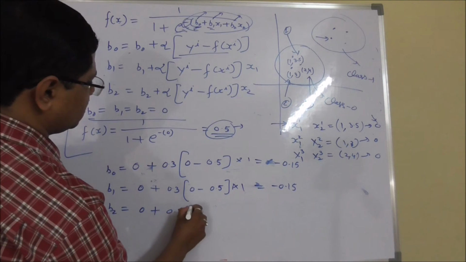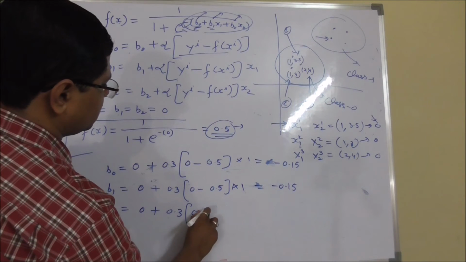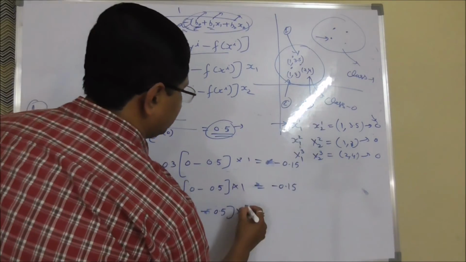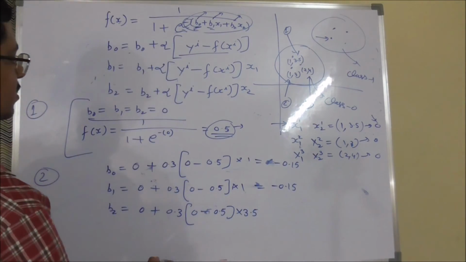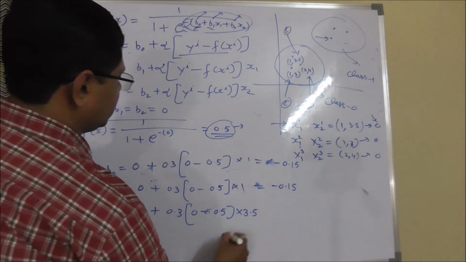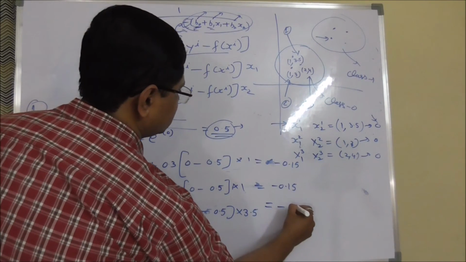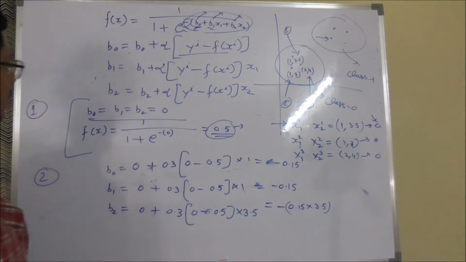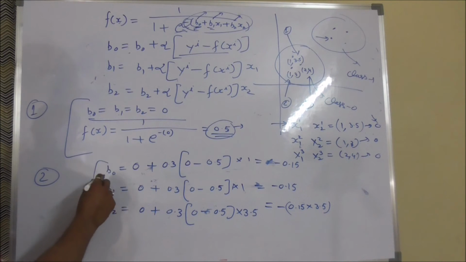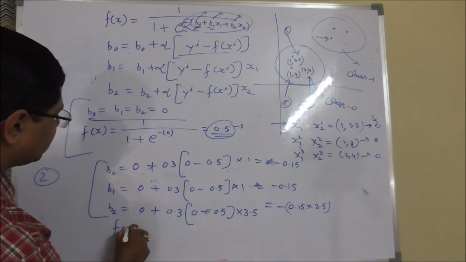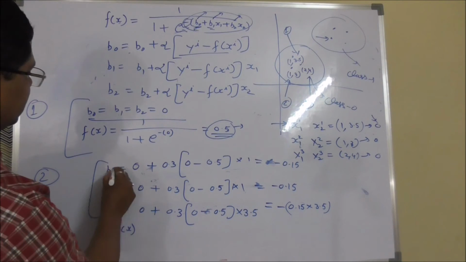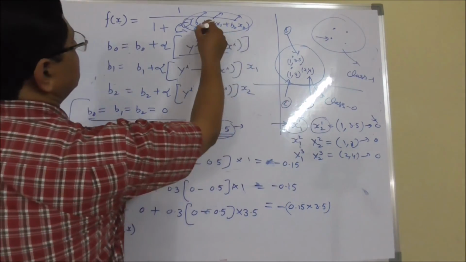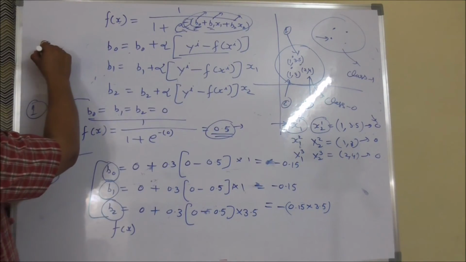So 0 minus 0.5 into 3.5. So in this case it will be equal to minus 0.15 into 3.5. Now by using this calculated value b0, b1 and b2, we can easily calculate the value of fx by putting the value of b0, b1, b2, x1, x2 here. Then we can get the value of fx.